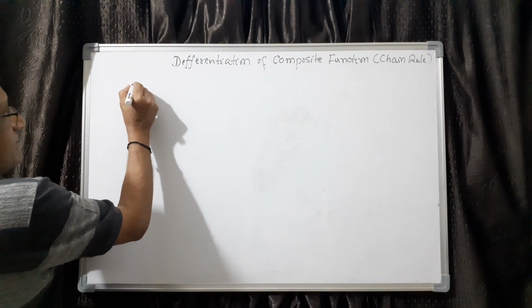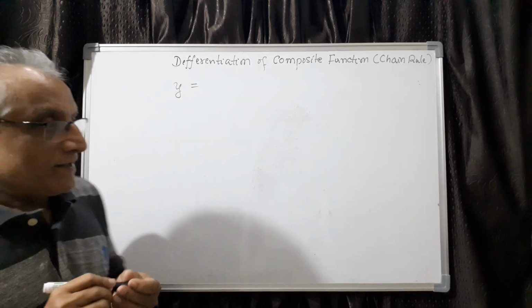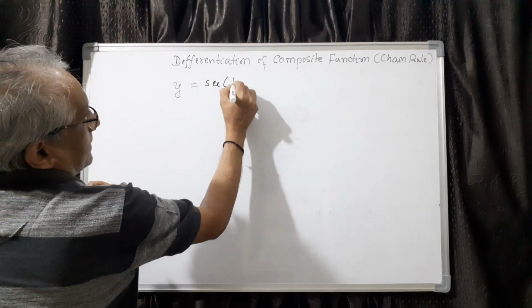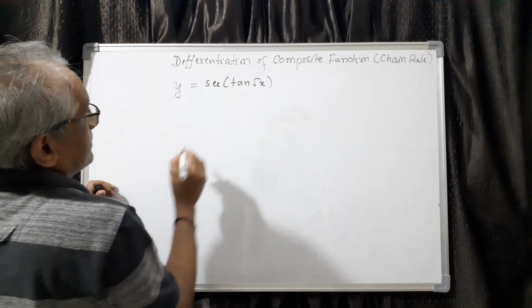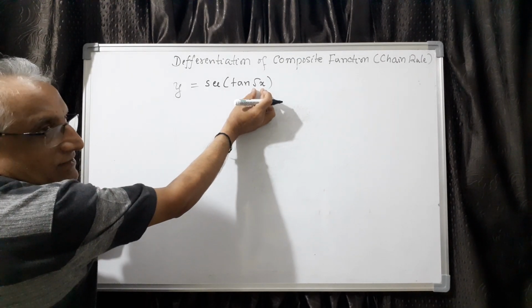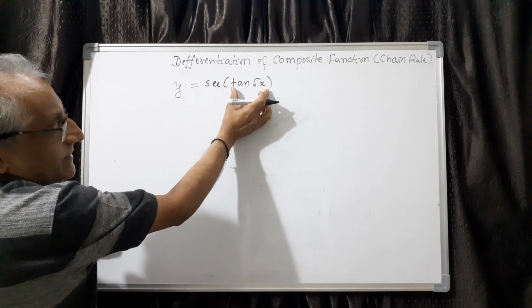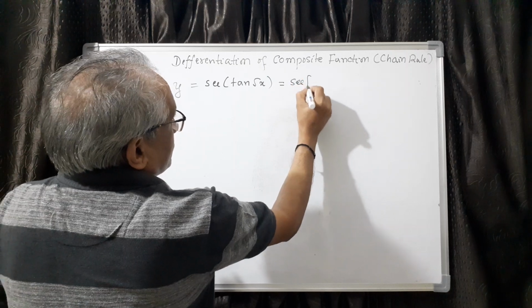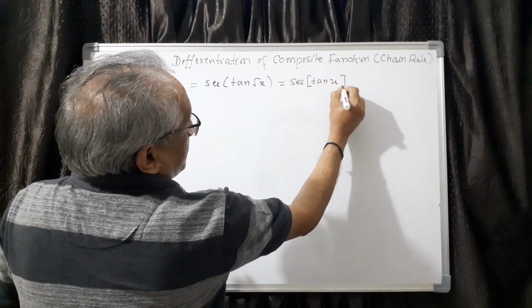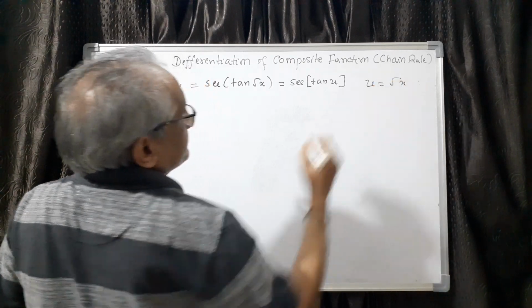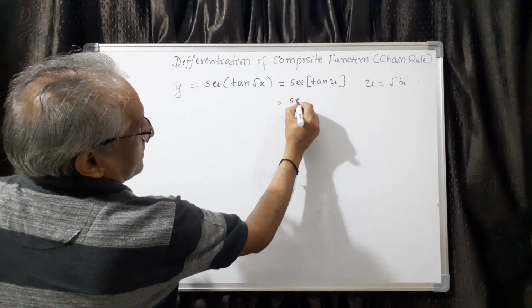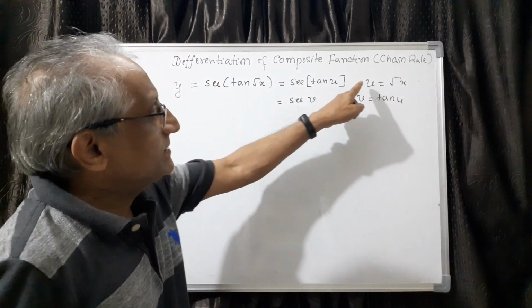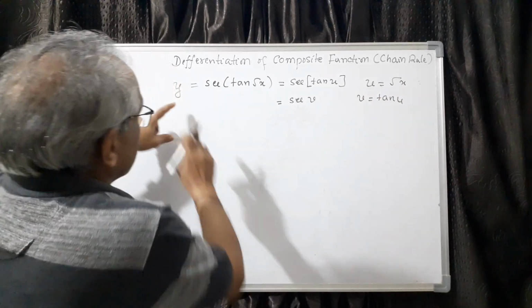So the first one from the exercise is this: y equal to secant of tan root x. Say secant of then tan root x. So now root x is the first function, innermost, then tan x, then secant x. Therefore, what is the substitution? So you have to write secant of tan u, where u equal to root x. Then this equal to secant of v, where v equal to tan u.